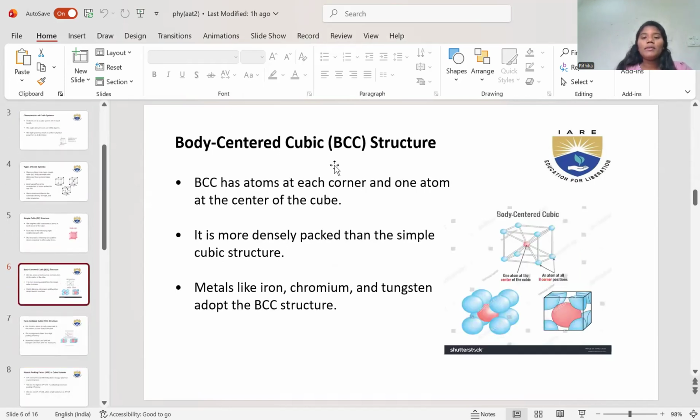Body-centered cubic, BCC structure. BCC has one atom at each corner and one atom at the center of the cube. It is more densely packed than the simple cubic structure. Materials like iron adopt the BCC structure.